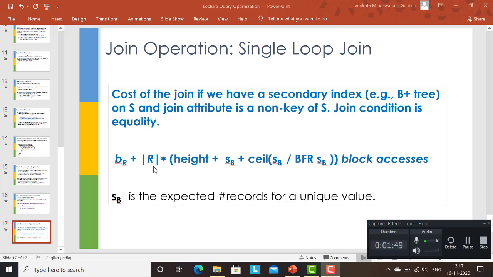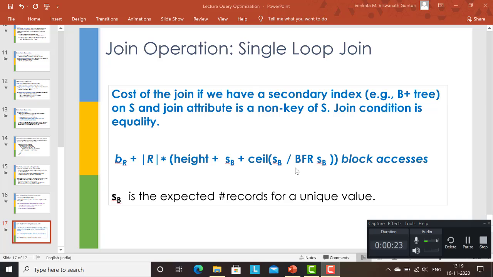So this part remains the same. Cost is that you have to read the outer relation, which is department in this case. You have to read the outer relation once, and for every tuple of the department relation, we search through the B plus tree, which is on the department ID or department number, whatever you want to call, on that column of the employee table, right? So how many block accesses will I have in the B plus tree part?